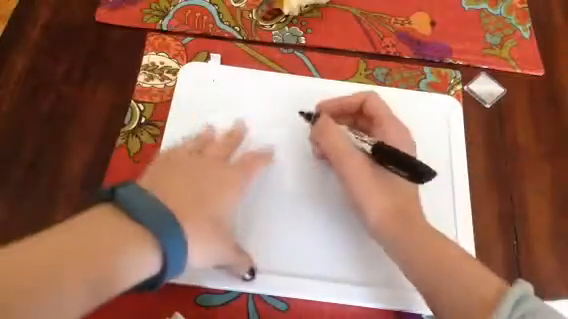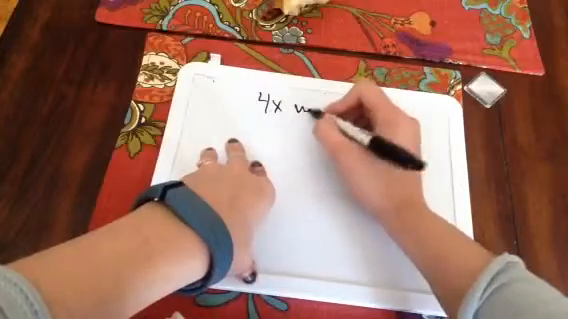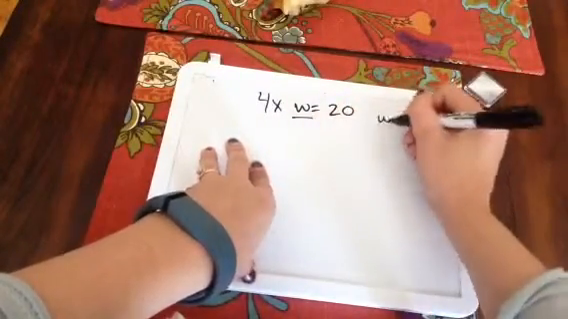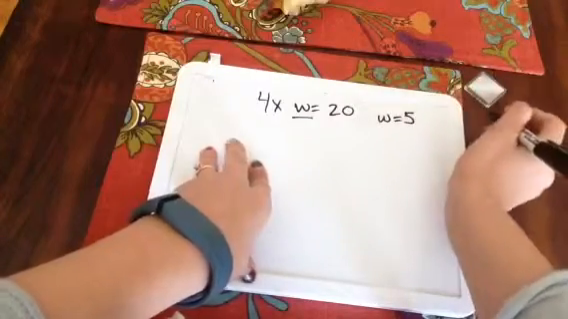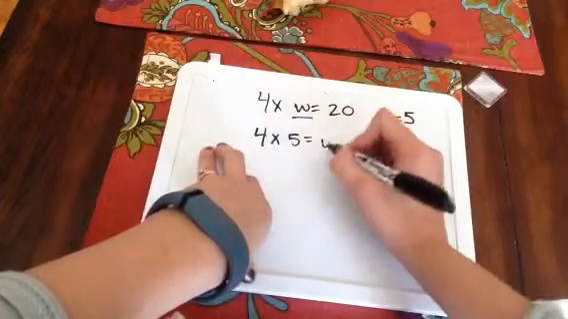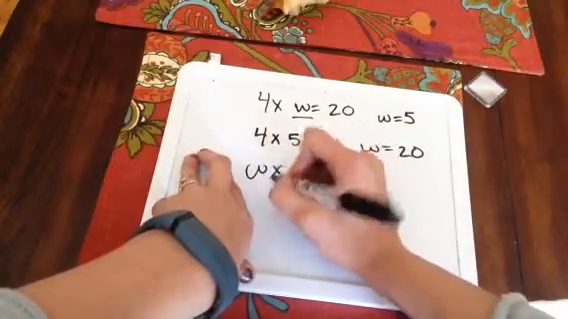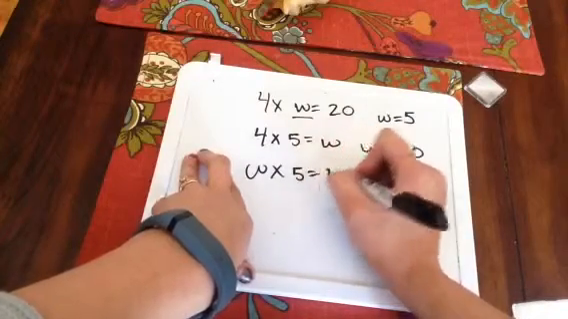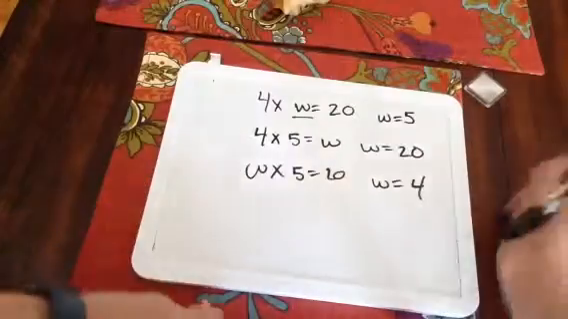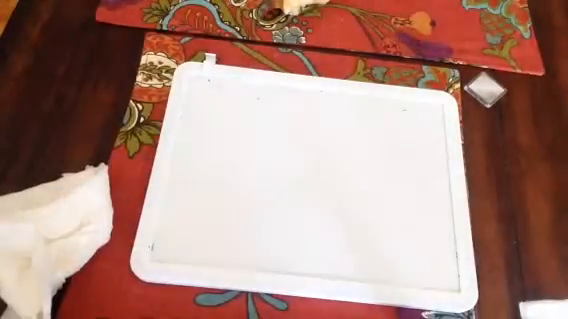So basically what that means is I can say 4 times W equals 20, and then I'm going to be solving for W. W equals 5. Or you can say 4 times 5 equals W. W equals 20. Or W times 5 equals 20. W equals 4. Okay, and then you can also do that for a division equation.